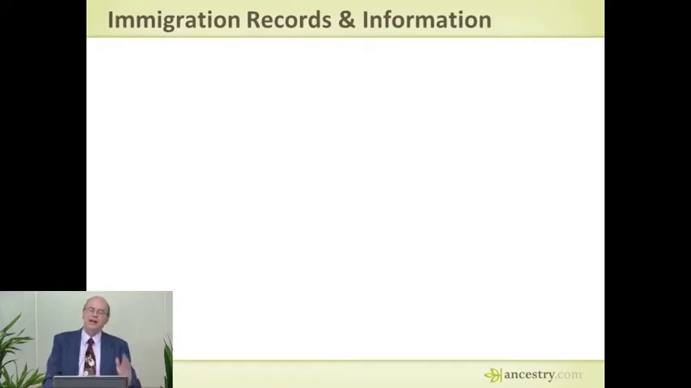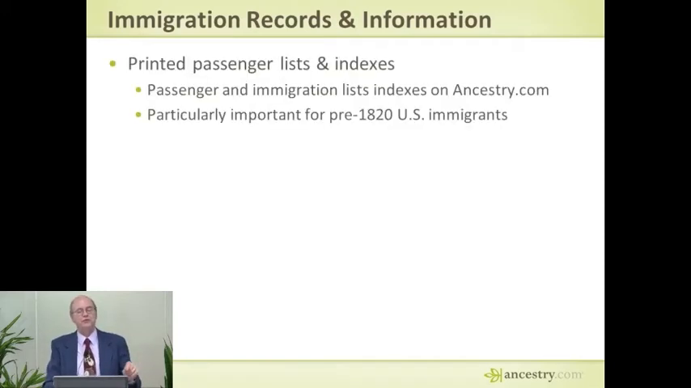The next step, and only at this point, is it efficient for you to go after immigration records and information about the immigration. Too often, and we're going to see that in some of our discussion here, we jump into the immigration records too soon, before we've done this kind of homework. So begin, if appropriate, with the printed passenger lists and indexes. We're going to talk more about these, but this is particularly important for the pre-1820 immigrants to the United States.